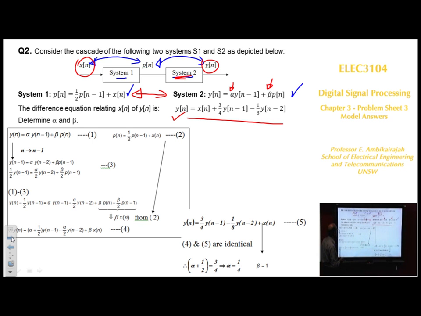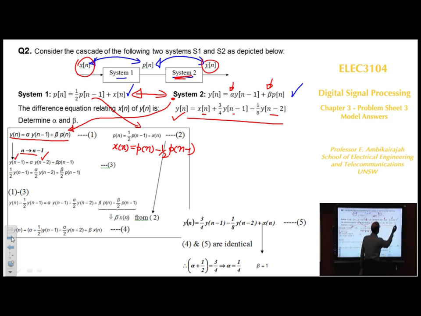So what we do first is, we write those equations. First write that equation, that comes here. Then write this equation, comes here. Remember, this equation can be modified as x[n] is equal to p[n] minus half p[n-1], which is important because we need x[n] here. So I start with this equation and say I need y[n-1]. I replace n by n-1, I get y[n-1], and also y[n-2].